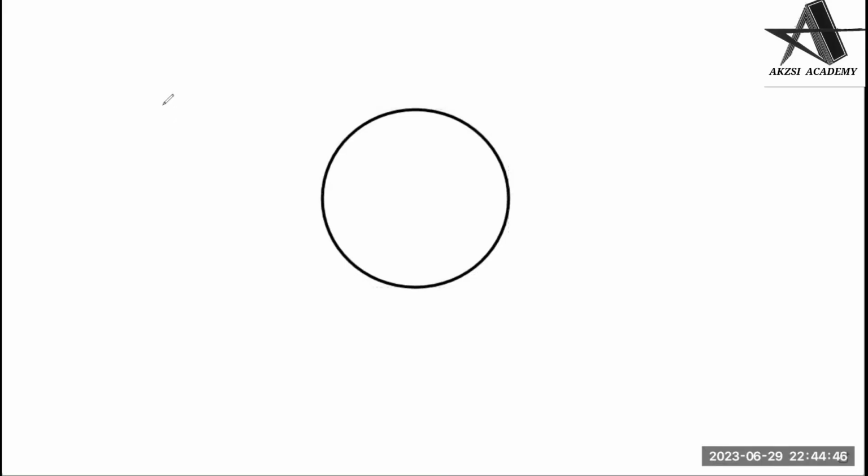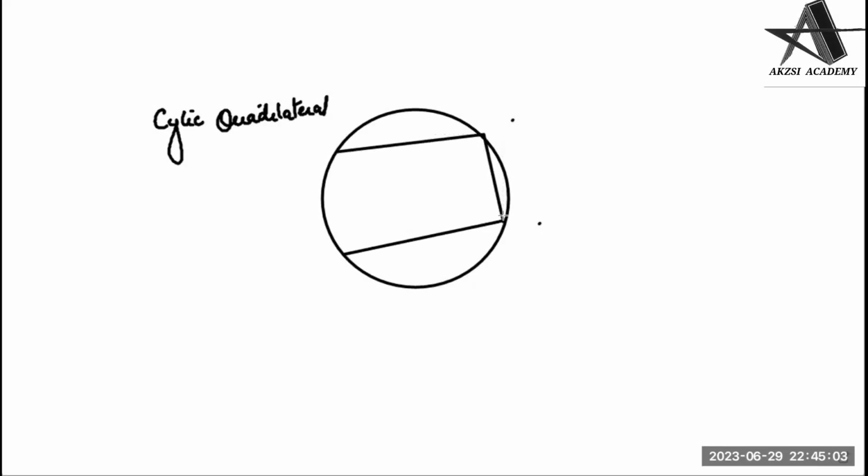Third theorem deals with the cyclic quadrilateral. Cyclic quadrilateral means a quadrilateral whose endpoints are all lying on the circumference of the circle. This kind of quadrilateral is called cyclic quadrilateral because all the vertices of this quadrilateral are lying on the circle.